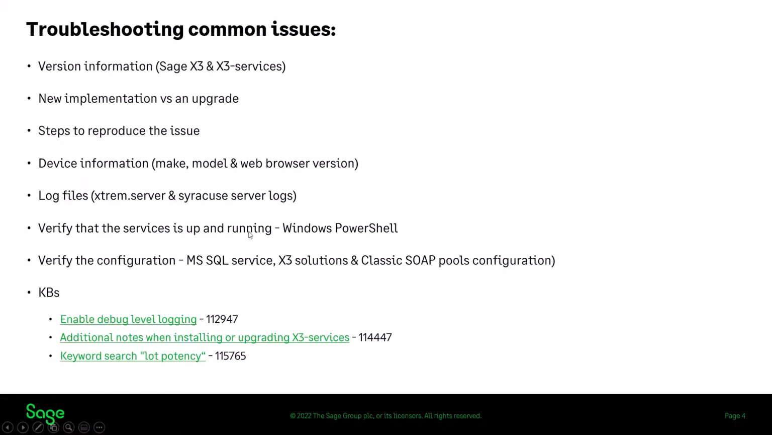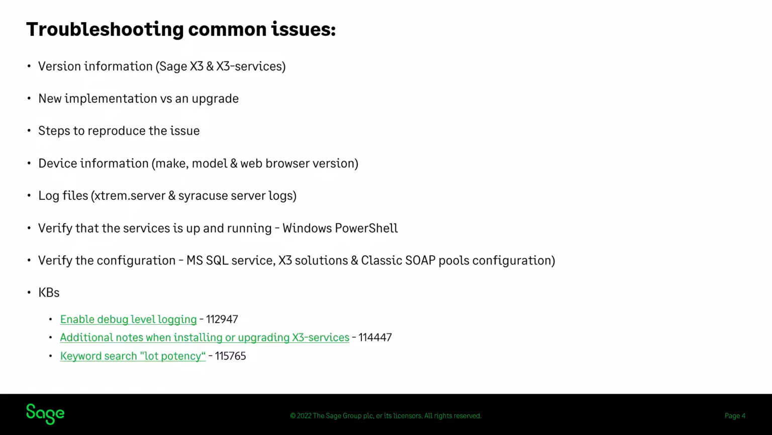The second topic is how we could troubleshoot common issues. Before we start testing or checking what's going on, Sage X3 support would like to know what version of Sage X3 you are running, and what the version of the Sage X3 services is. We also would like to know whether it's a new implementation versus an upgrade, the steps to reproduce if you know them, and the device information.